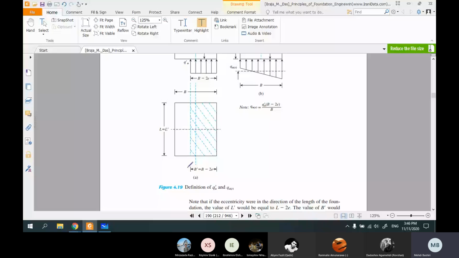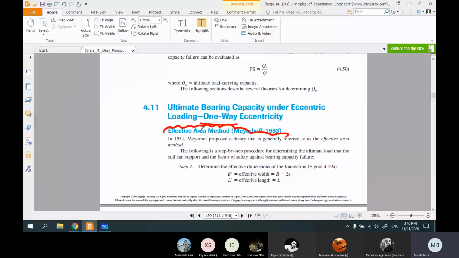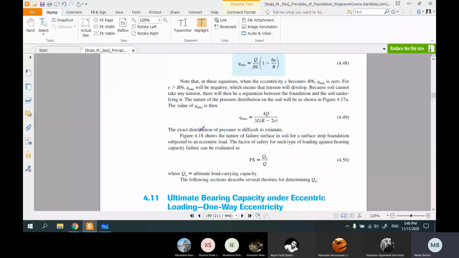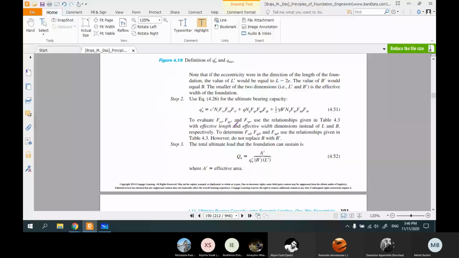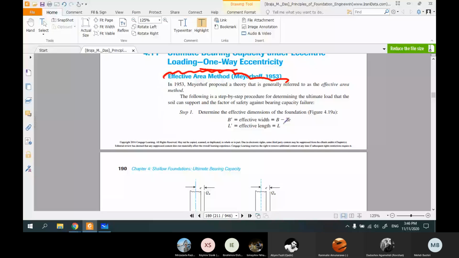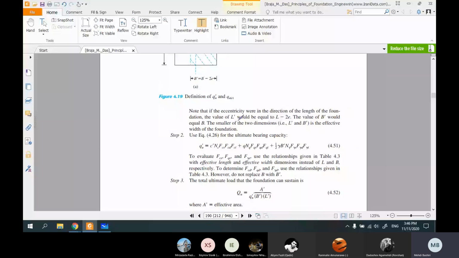If you follow the effective area method, there is no need to check this one. I told you that you should check if e is less than B over 6 or more than B over 6. But if you follow the effective area method, all you need to do is change B with B prime. Any question? I'm going to solve a couple of examples in the next session, so you'll get it better.